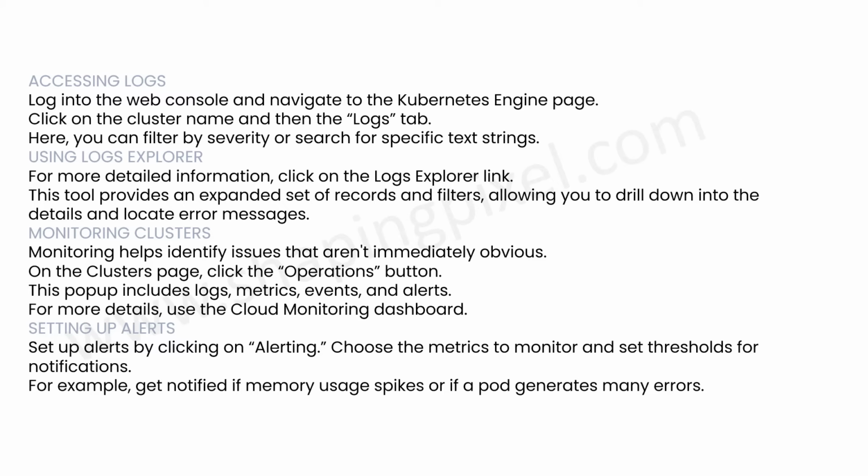To troubleshoot your Google Kubernetes Engine, start by checking the logs. This is the first step to identifying and fixing any issues with Kubernetes. Log into the web console and navigate to the Kubernetes Engine page. Click on the cluster name and then the Logs tab. Here you can filter by severity and search for specific text strings.